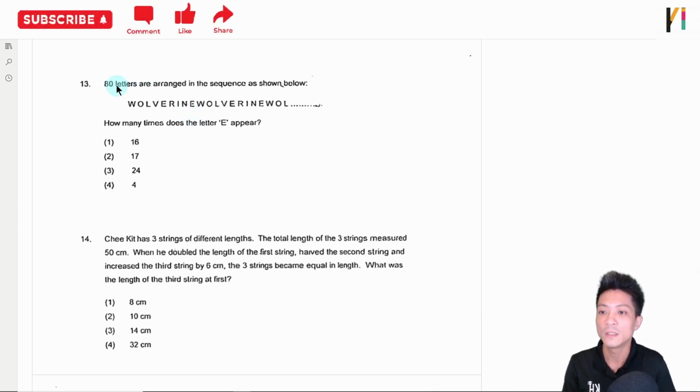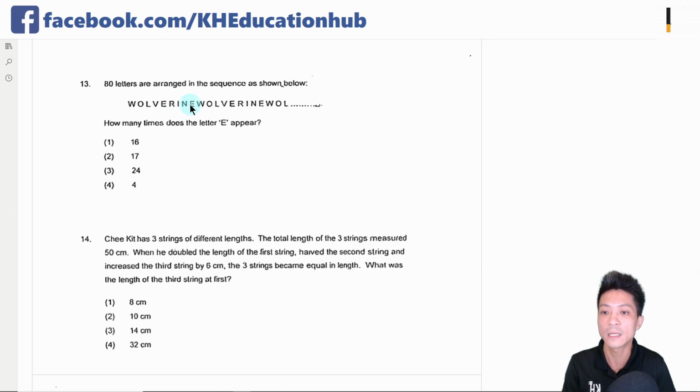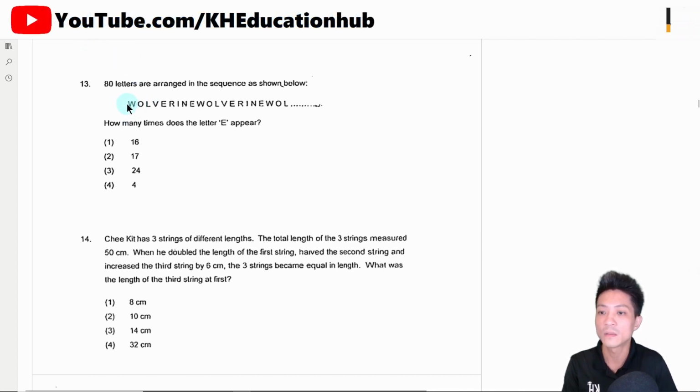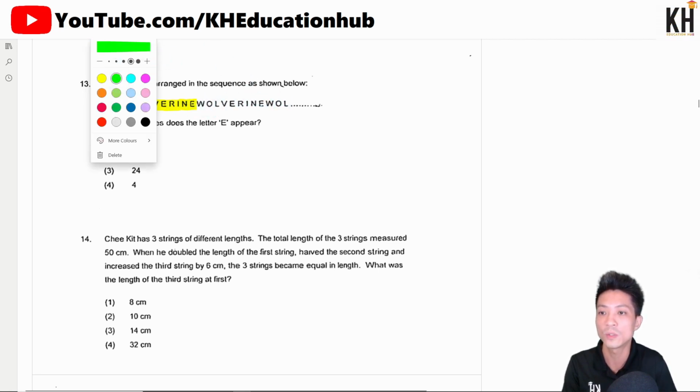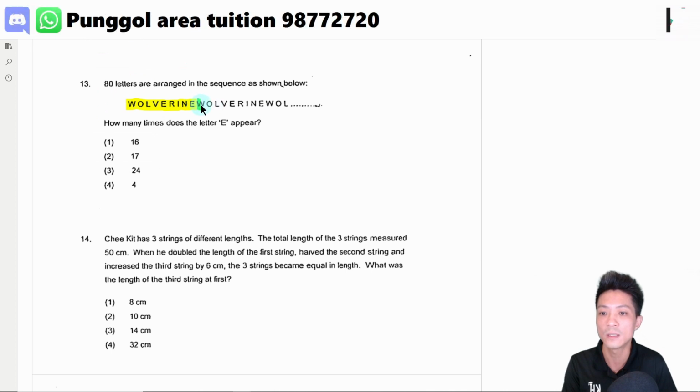Question 13. 80 letters are arranged in the sequence as shown below. W-O-L-V-E-R-I-N-E, W-O-L-V-E-R-I-N-E. So you can see that the pattern is this, Wolverine, and then followed by the next one. You can use a green color to highlight it so you can see it clearly, and so on.